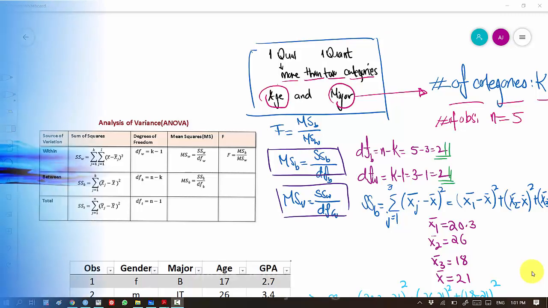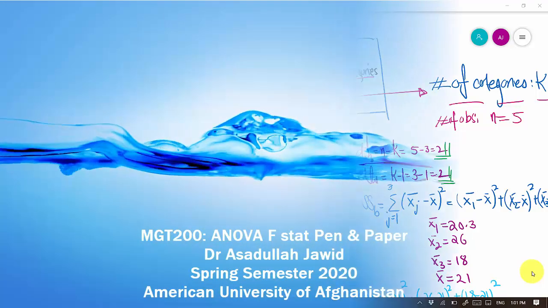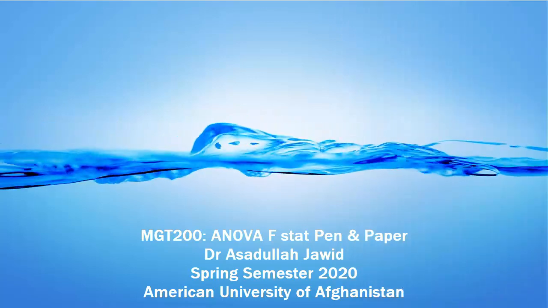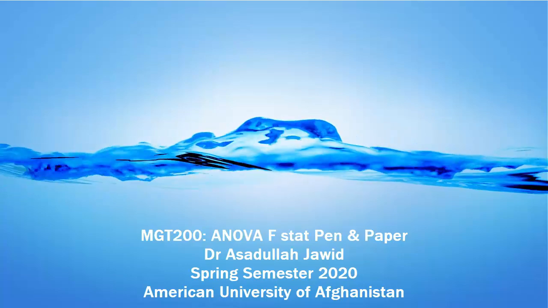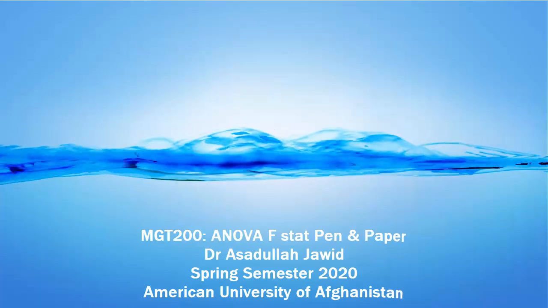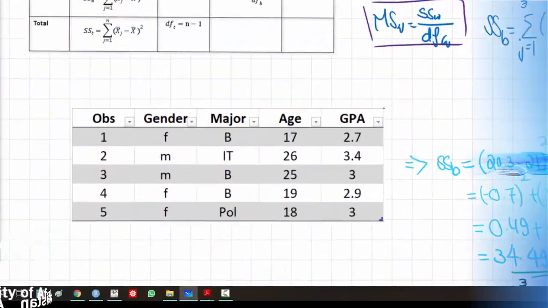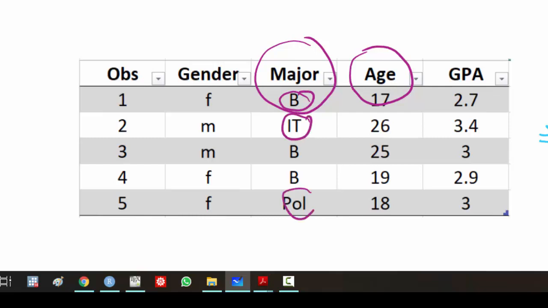Next, let me consider the case where we have one qualitative variable with more than two categories and one quantitative variable, and we want to study their association. We use ANOVA, analysis of variance, and for that we calculate the F statistic. Let me consider here age and major. Age is a quantitative variable and major is a qualitative variable with three categories: business, first category; IT, second category; and political science, the third category.